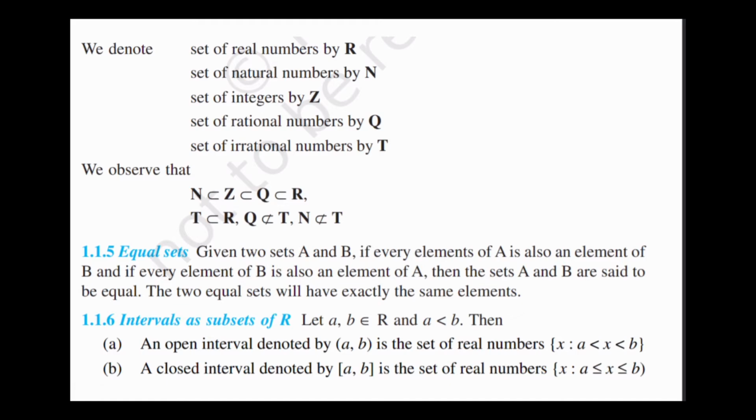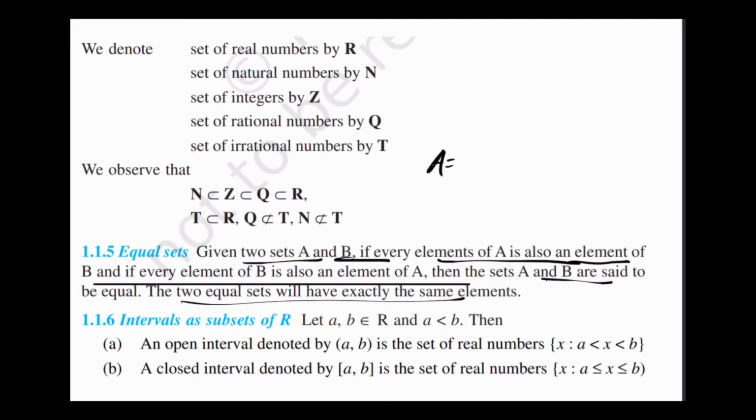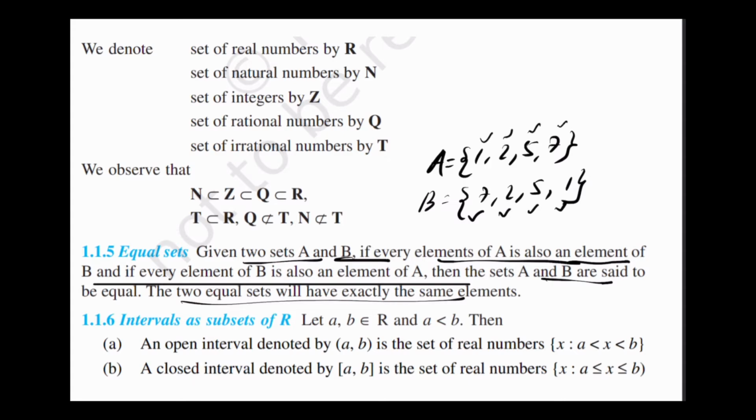Next, we'll talk about equal sets. Two sets are equal if each and every element of A is equal to each and every element of B. Here, order doesn't matter. Let's say A is equal to {1, 2, 5, 7}, and B is equal to {7, 2, 5, 1}. Now see, each and every element of A is present in B. Correct. Every element of B is present in A. Correct. So we can say A is equal to B. The order, student, doesn't matter. Keep in mind, order doesn't matter.